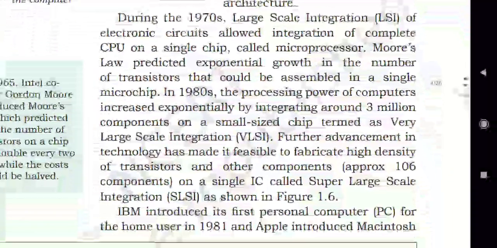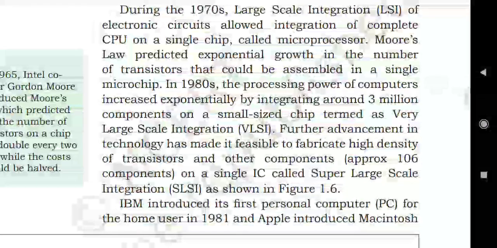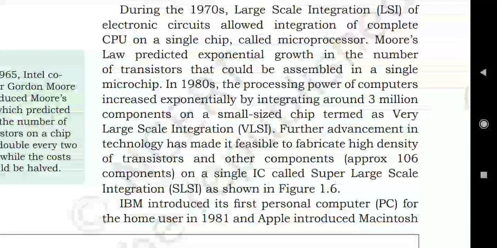During the 1970s, the LSI, or large-scale integration, of electronic chips allowed the integration of a complete CPU on a single chip called the microprocessor. The microprocessor and CPU are different things, which we will be studying later. Moore's law predicted the exponential growth in the number of transistors that could be assembled in a single microchip.